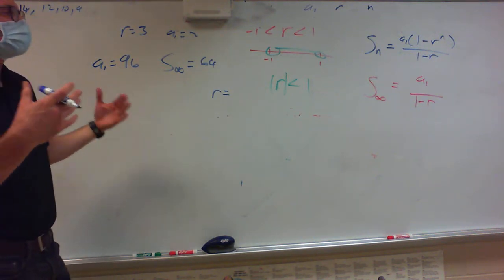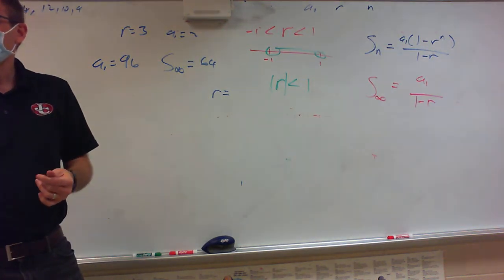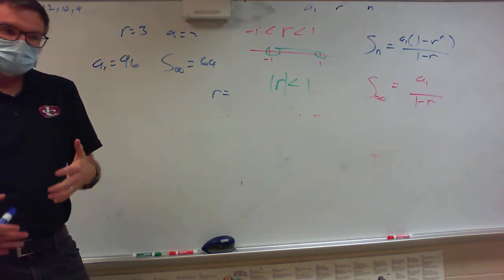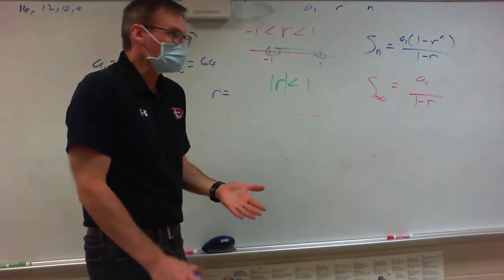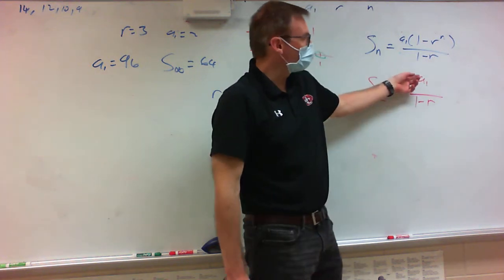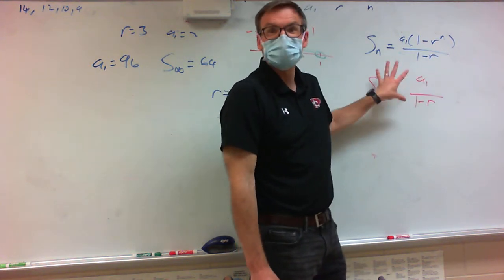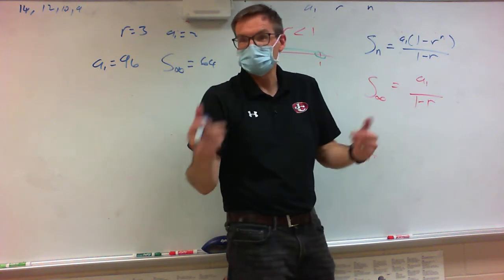Does everybody see how we could use this formula to help us figure out what our common ratio is? Because when you get a formula, you have to use it. The forward way to use a formula is I tell you the first term and the common ratio, you plug it in and it tells you the sum. But the backwards way is, I just give you different pieces of information.